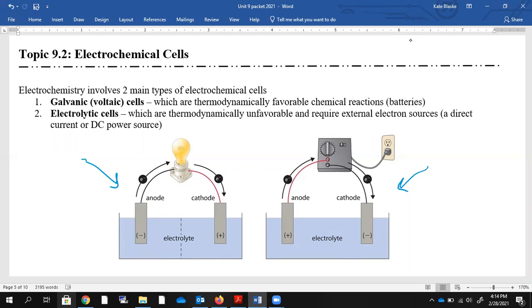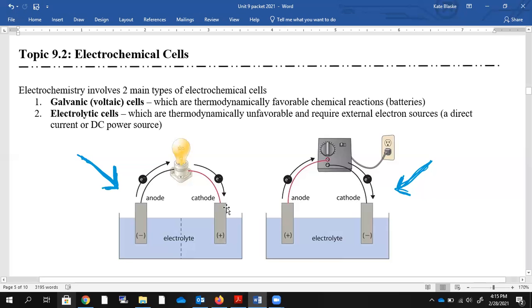So the galvanic cell, this one on the left, is much more likely. This is what we see when we have batteries running. An electrolytic cell is very useful in industry, and this is how we plate metals on top of other metals. But it's not something that we see so much in everyday life.